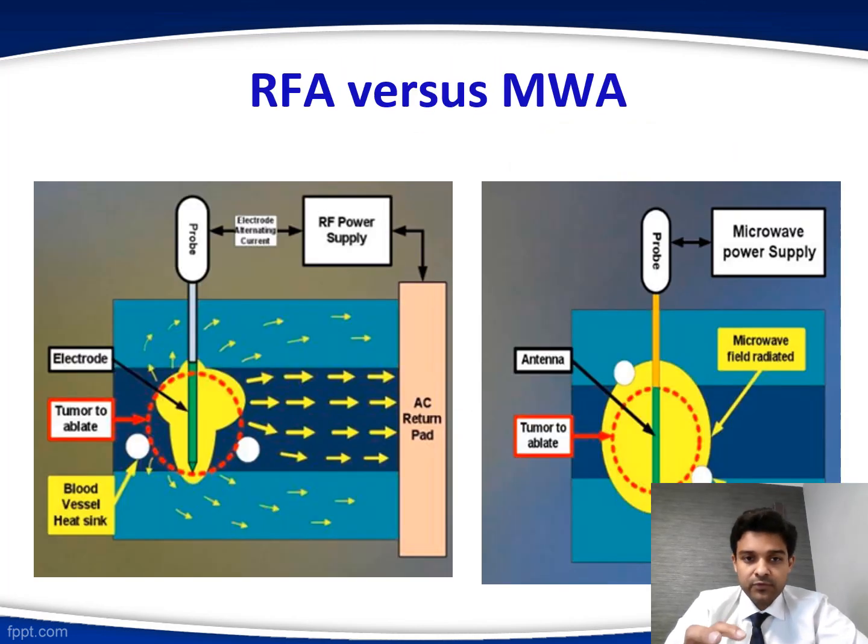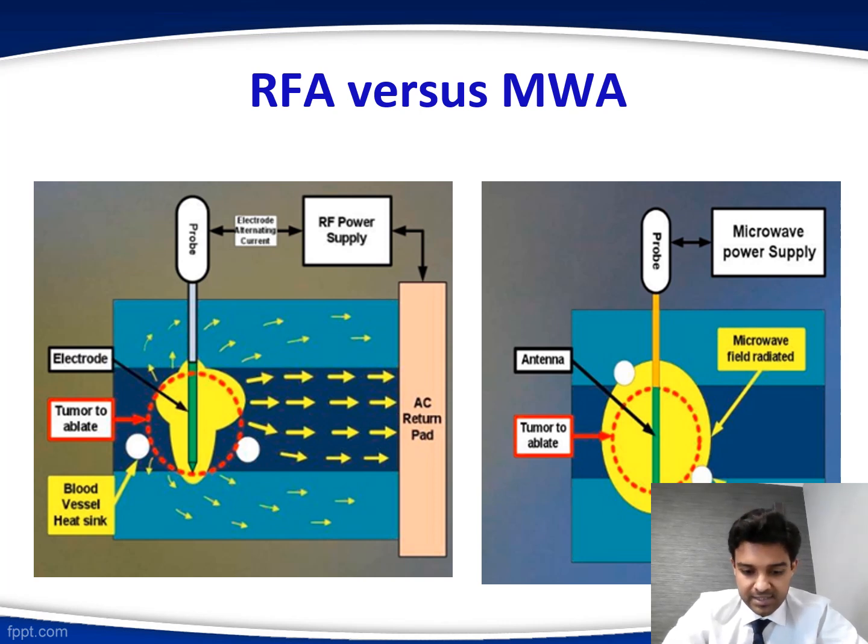Okay, I would like to give you a small comparison now between RFA versus microwave when it comes to the heat sink effect. Let's take, for instance, these two pictures on either side. One is the radio frequency ablation, and the other is a microwave ablation. So you have the RF power supply, you have the electrode, and you have the tumor, which is in red, to be ablated. You have yellow, the ablation zone, and the white is the blood vessel, which causes the heat sink.